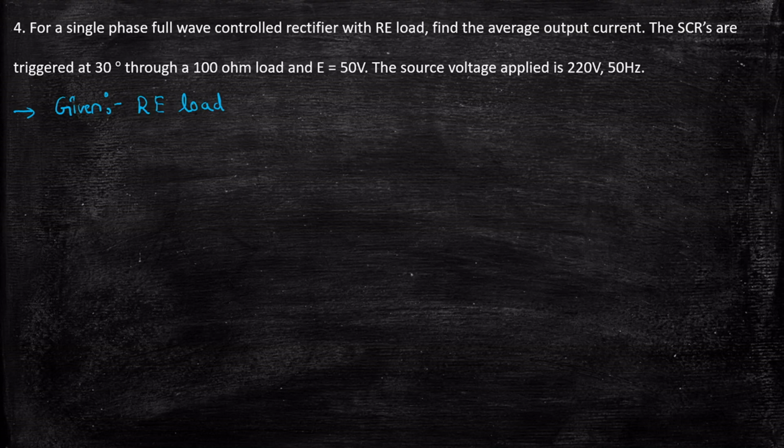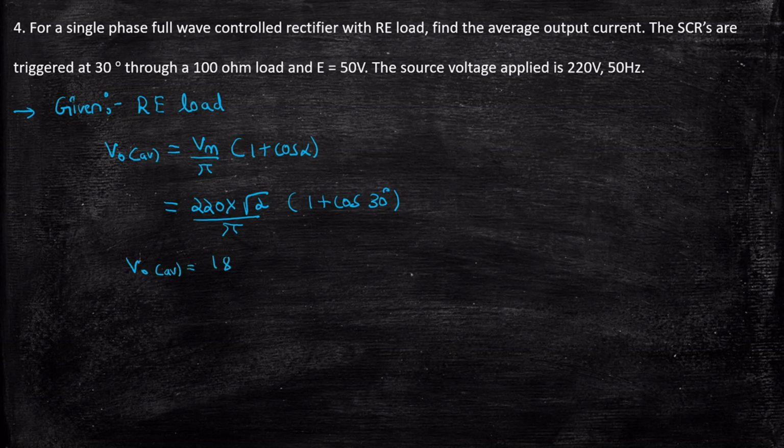So what is the average output current? For that we need to find out the average output voltage, and it is given by the formula Vm by pi into 1 plus cos alpha. So we know that Vm is 220, that is the supply voltage, into root 2 divided by pi into 1 plus cos 30 degrees, as the firing angle is 30 degrees. So you will be getting Vout average equal to 184.8 volt.